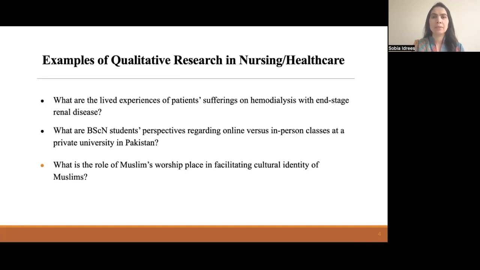So all the research based on the clinical areas is really very significant in qualitative research to understand the perspectives and experiences of patients and their family as they are experiencing those illnesses.